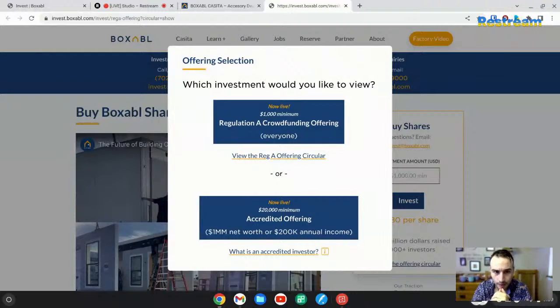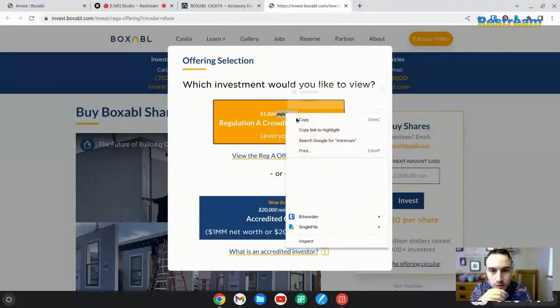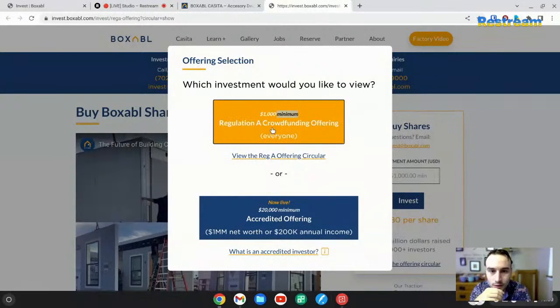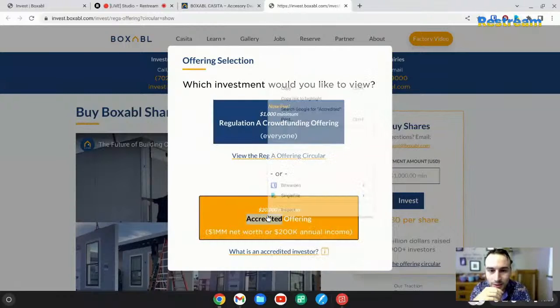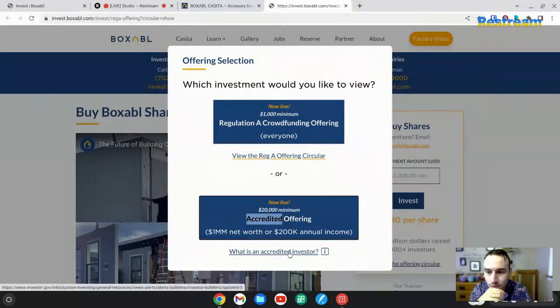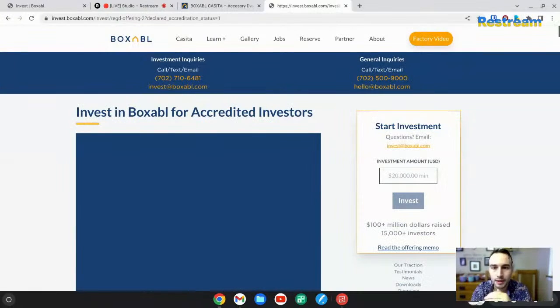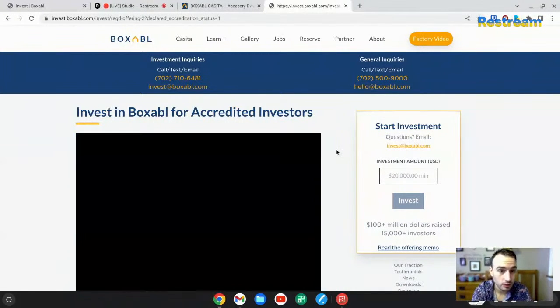I'd love to know how much they've raised so far and how that splits between their non-accreds and their accreds. Let's see. I want to open up both of these. Oh, God. Come on. I want to open these in a different tab, though. No. I want to see the accredited right now. I'm going to click on that. Okay, invest in Boxable for accredited investors.